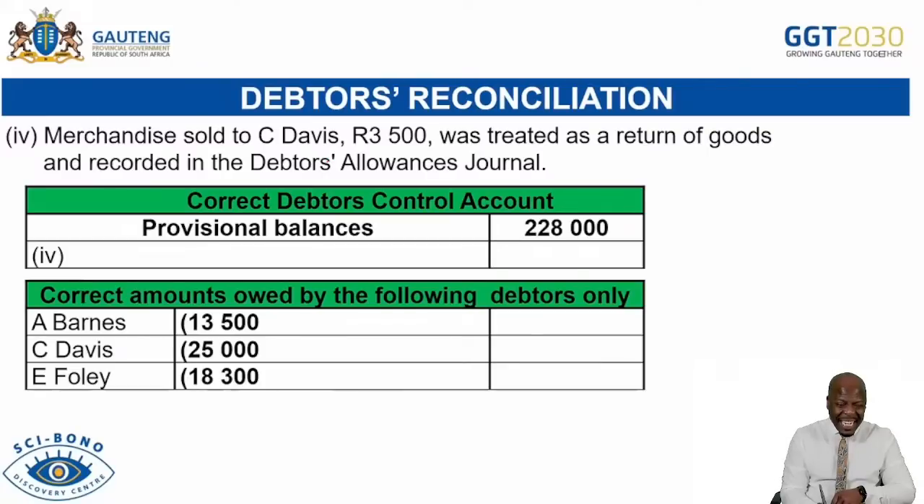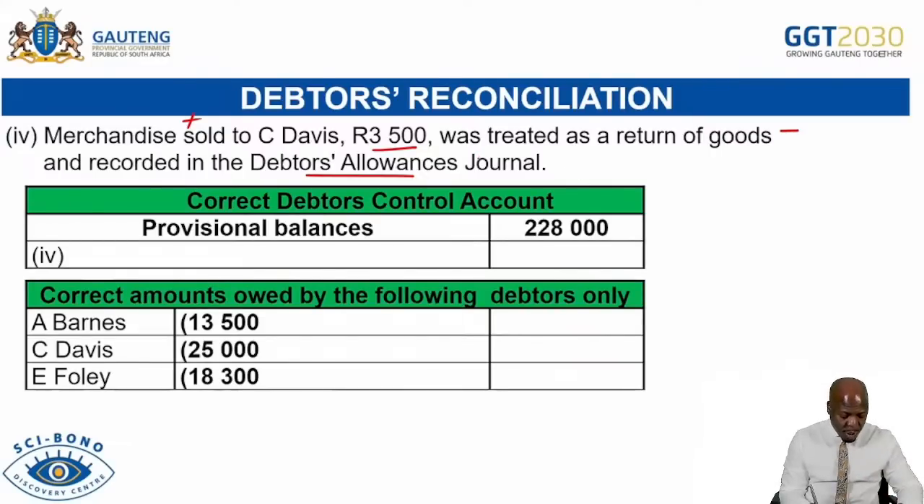merchandise sold to C. Davis 3.5. So we sold stock to C. Davis 3.5. It was treated as a return. Remember, when it's sold, it's a plus. But it was treated as a return of goods, a minus, and recorded in the DAJ. Once an incorrect entry is made in the journals, it means the total is incorrect. So it affects the control. It means the posting to the individuals is incorrect. It affects the list as well. You still with me? Okay.